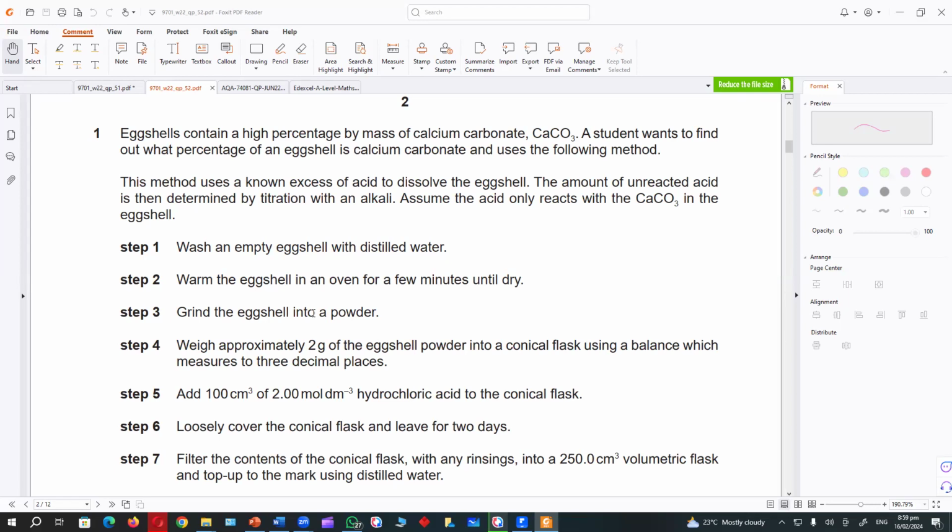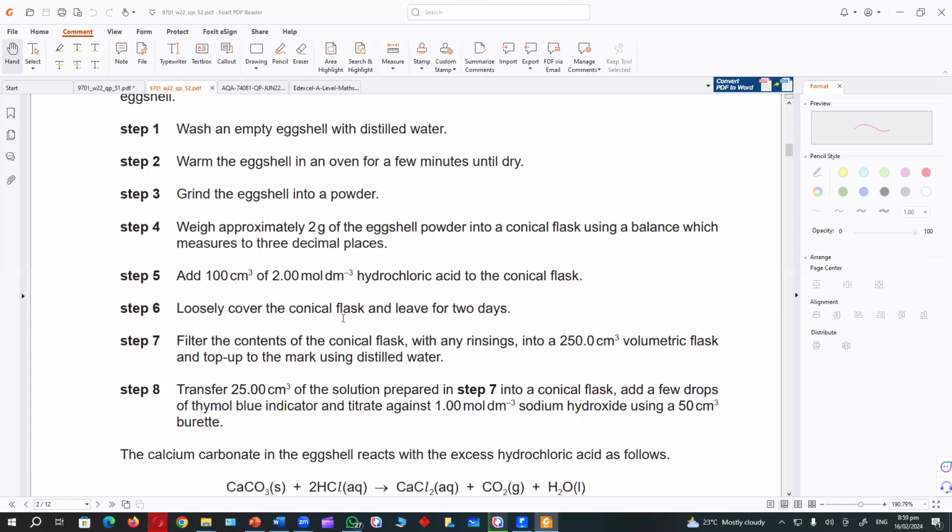Wash an empty eggshell with distilled water. Warm the eggshell in an oven for a few minutes until dry. Grind the eggshell into a powder. Weigh approximately 2 grams of the eggshell powder into a conical flask using a balance which measures to 3 dp. Add 100 cm³ of 2 mol/dm³ hydrochloric acid to the conical flask. Loosely cover the conical flask and leave for 2 days.